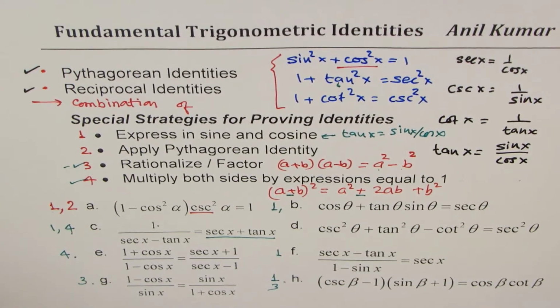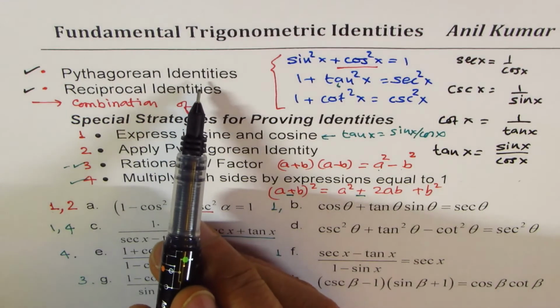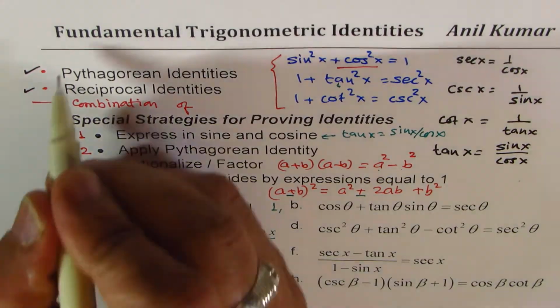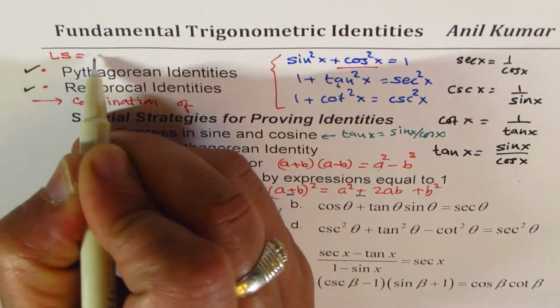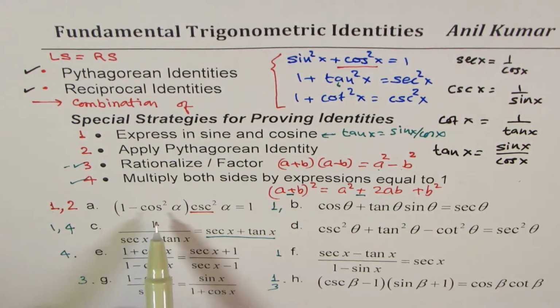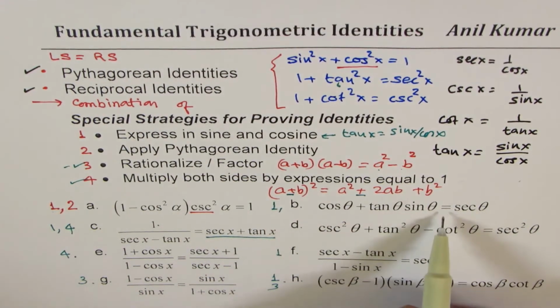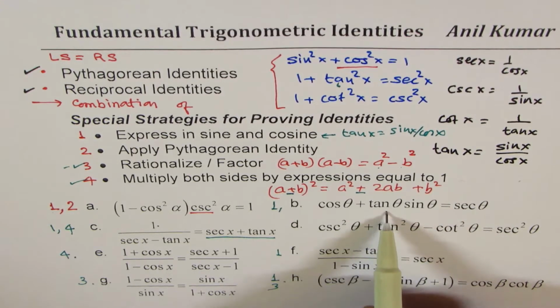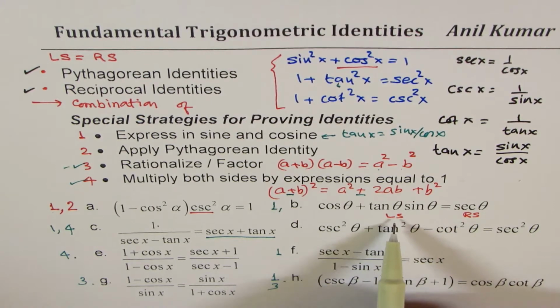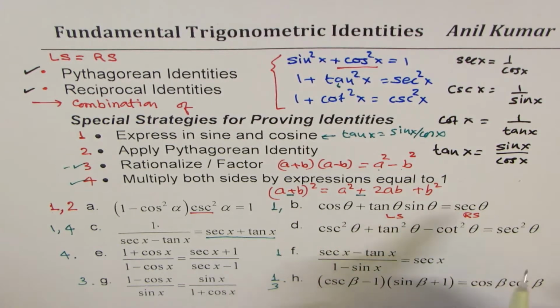It is very important to remember that whenever we are proving trigonometric identities, we always say that left side is equal to right side. To prove any identity, you could start from left side or right side, correct? So this is the equation, equal to sign. That side is the left side, this is right side. Normally, you have to start from a side which is more complicated. So the criteria here is also start from complicated side.